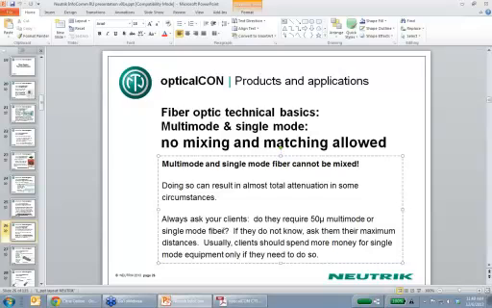So, to be more clear in answering the question, I think 97% is single mode, but I do believe that there's some multimode out there. Another good question.